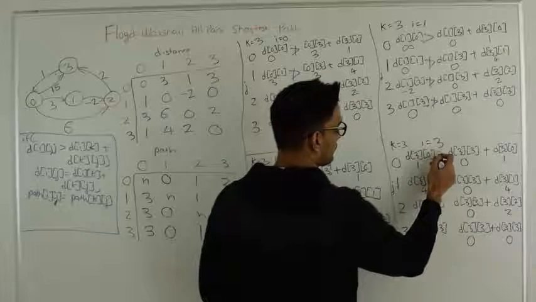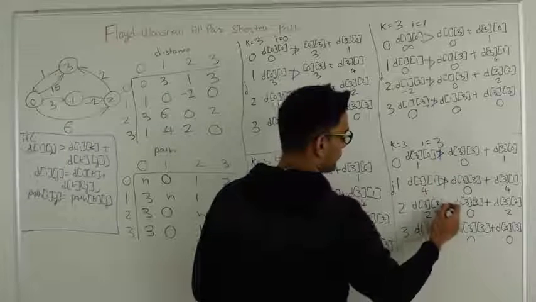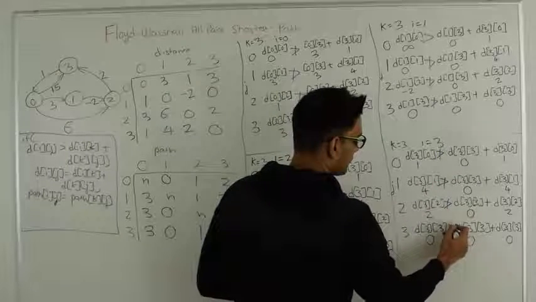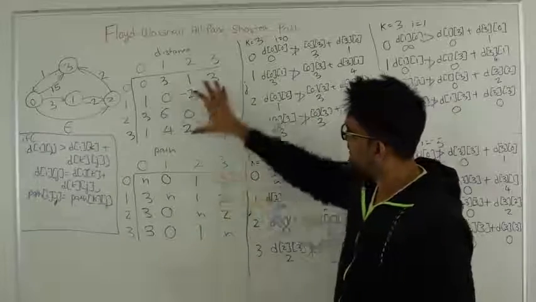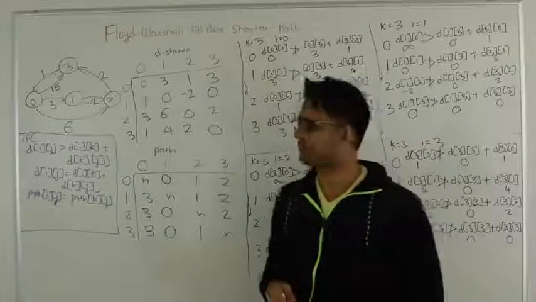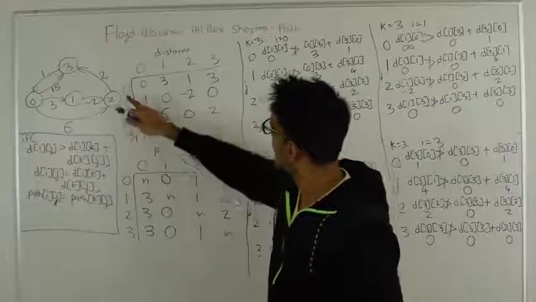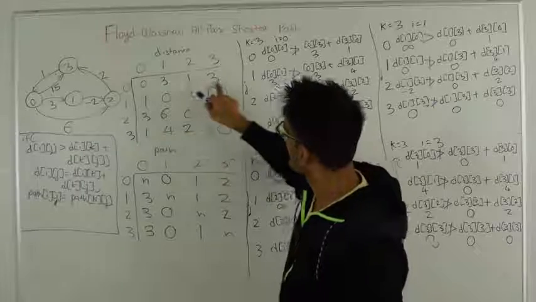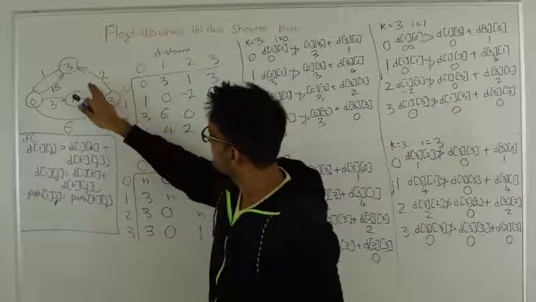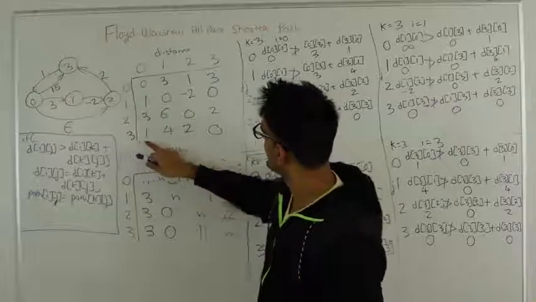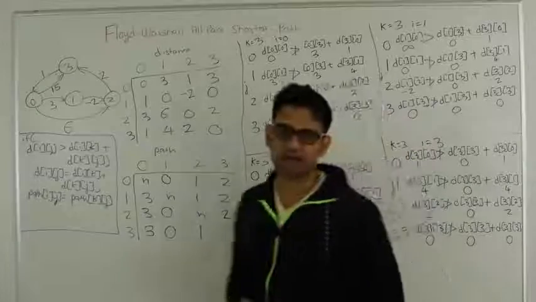Finally, for i equal to 3, 1 is not greater than 1 plus 0, 4 is not greater than 0 plus 4, 2 is not greater than this, and this is not greater than this. So this is it. This is our shortest distance matrix. So for example, the shortest distance between 0 to 3 is 3, and the shortest distance between say 3 to 2 is 2. So let's see how we are going to construct the path.